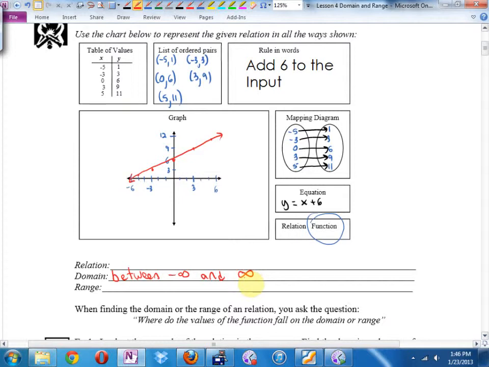Nah, too much writing. We're going to write that down, but too much writing. We're going to give that situation a special name. We say that this is all reals, or all real numbers. You want the domain of that graph? It's all reals. It goes from negative infinity to positive infinity.